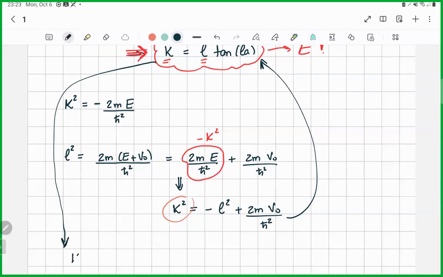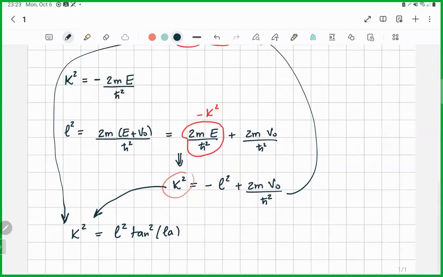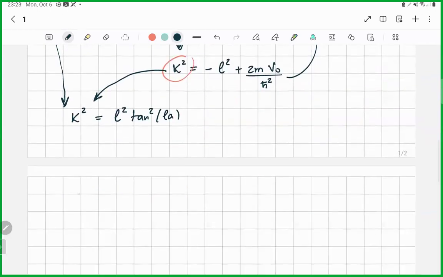So I have kappa squared equal to L squared tangent squared LA. And I'm putting this kappa squared here. So my equation now became minus L squared, a whole bunch of constants, 2mV naught over h bar squared, equal to L squared tangent squared LA. So that's what I wanted. Now I only see L as my unknown. The rest is just a whole bunch of constants.